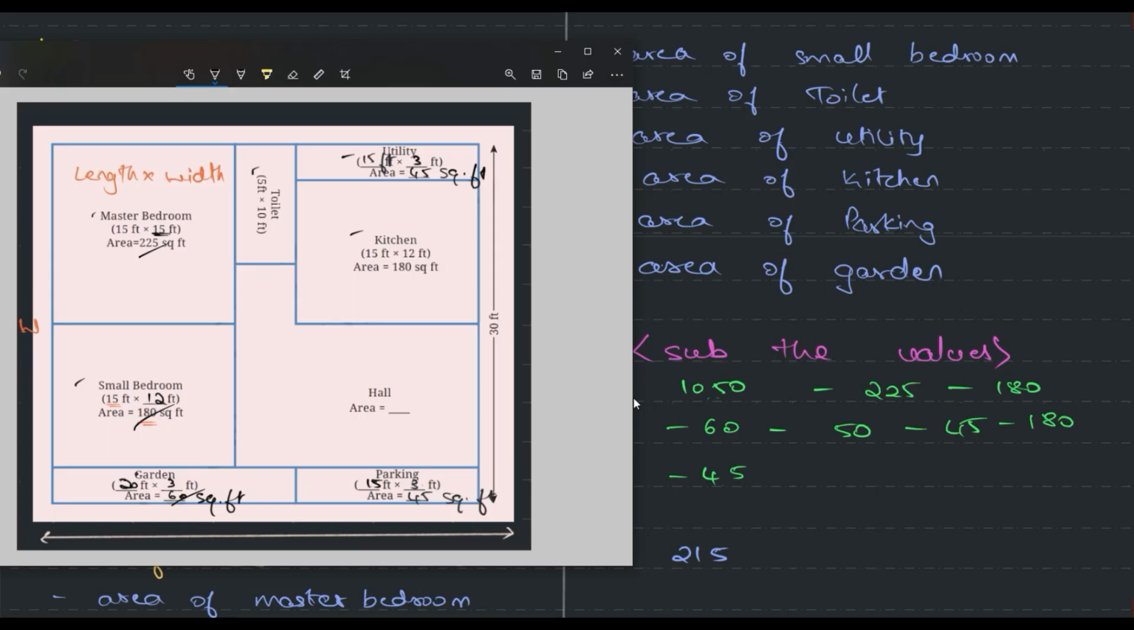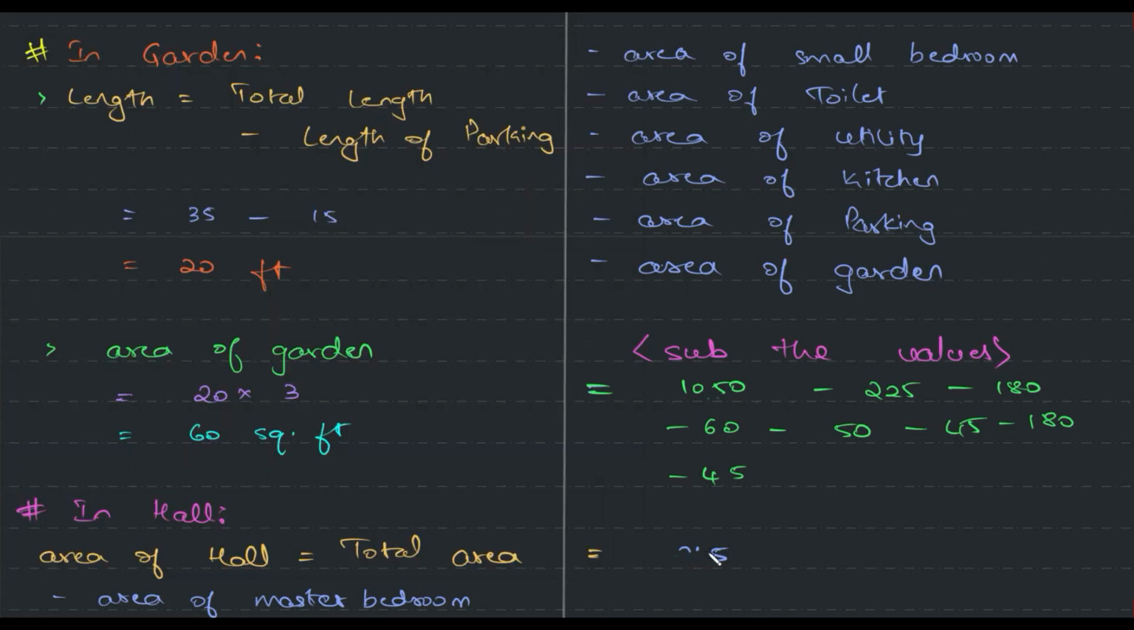1050 minus 225, 180, minus 60, minus 50, minus 45, minus 180 again. Where did I get 180 again? Okay, there are two 180s. 180 minus 45. No, 265. Now it's right.